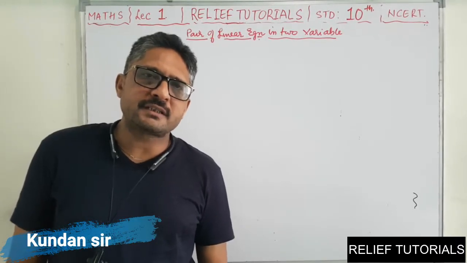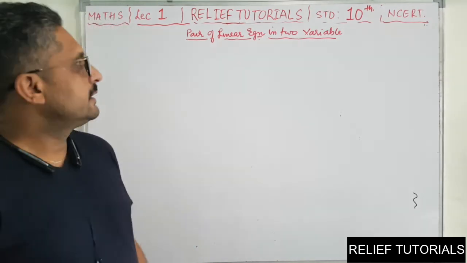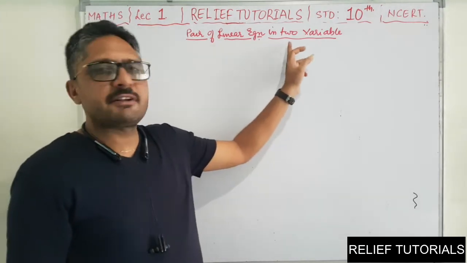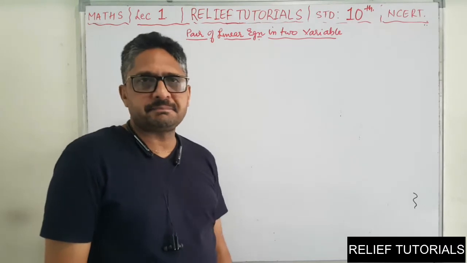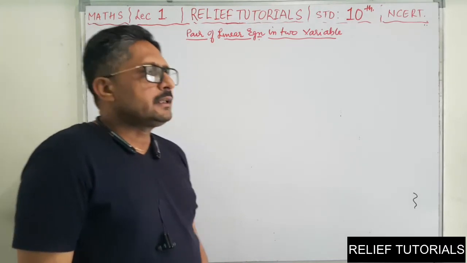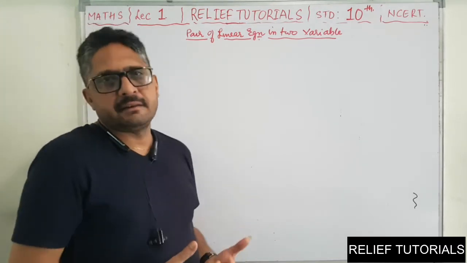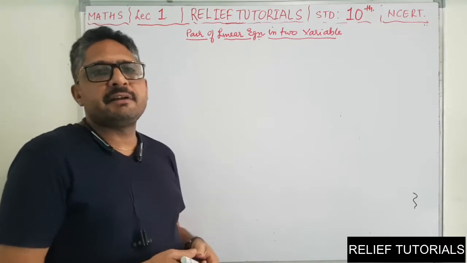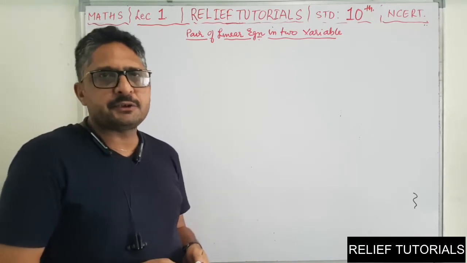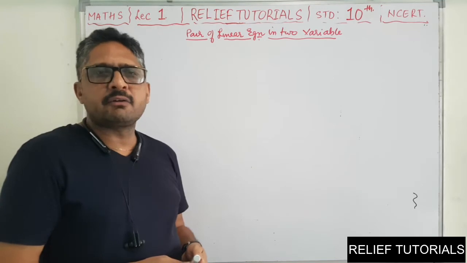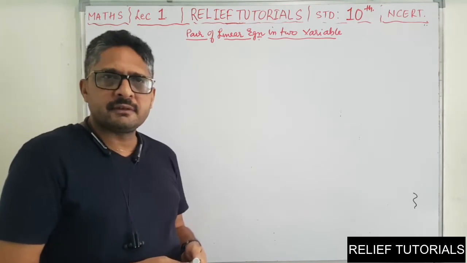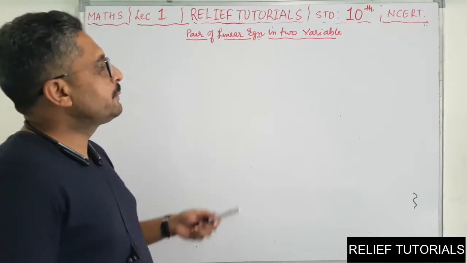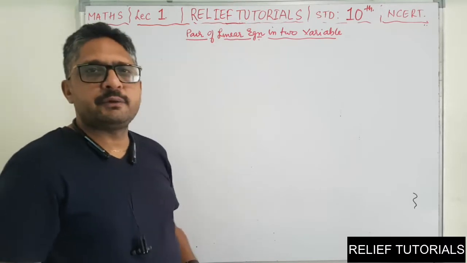Today we are going to discuss a new chapter, that is pair of linear equations in two variables. Okay, so first we'll understand the meaning. Why? Because in 9th standard we have learned linear equations in two variables and how to represent their graph. Here we are going to learn pair of linear equations in two variables.